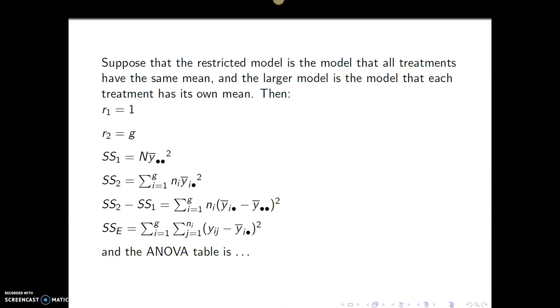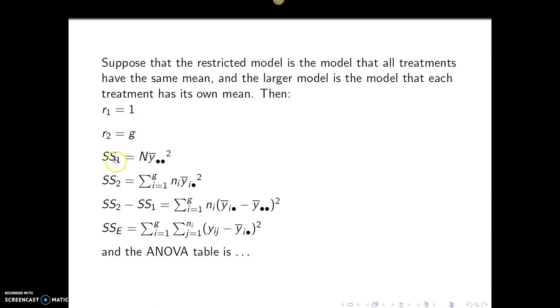Then we can come up with the following values. So if the restricted model says that all treatments have the same mean, then R1 is 1, because we just have to estimate the mean, the grand mean. If the larger model is that each treatment has its own mean, then this would be G.